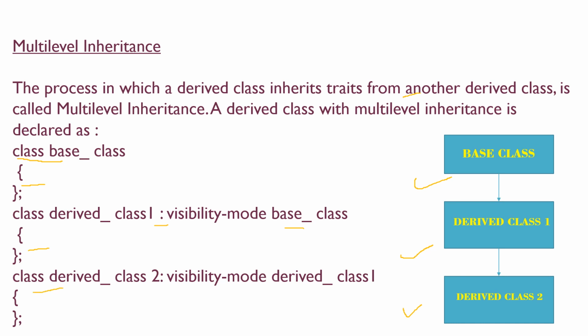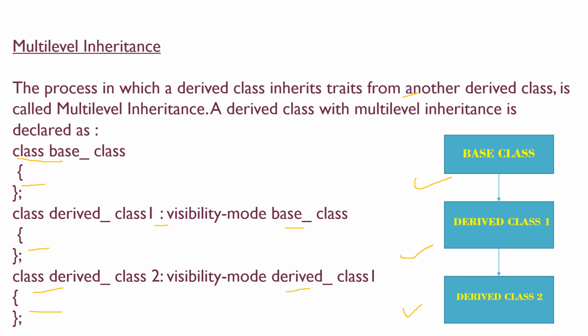And now what is different in multi-level is that it will have another derived class, that is derived class 2. We are making one more derived class, and now after the colon and visibility mode, public or private or protected, we will access the property of derived class 1. So again, the new members we want to keep we can keep here. So this is how it goes one by one: the base class is created, then the derived class can access the base class properties, and then derived class 1 properties will be inherited by derived class 2.